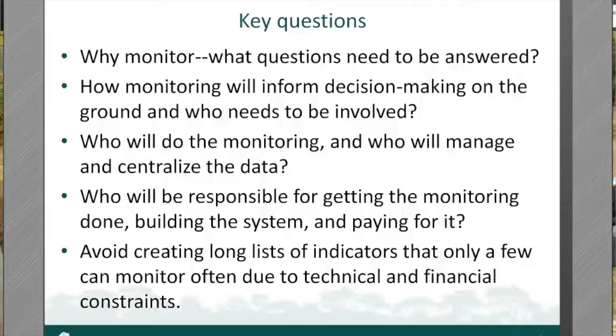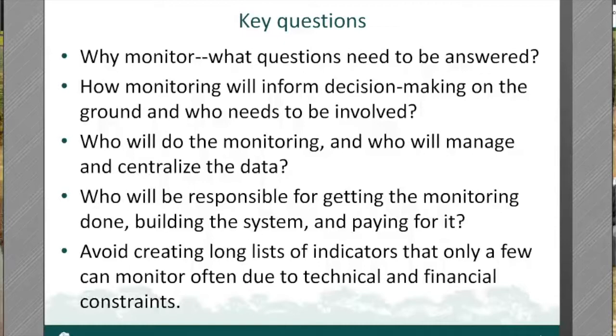There are key questions that are associated with the design of a participatory monitoring system. Why monitor? What questions need to be answered? These can be a very important national level question, or a very important local level question, but that is very essential. What exactly do we want to know and why? How will monitoring inform decision making on the ground, and who needs to be involved?